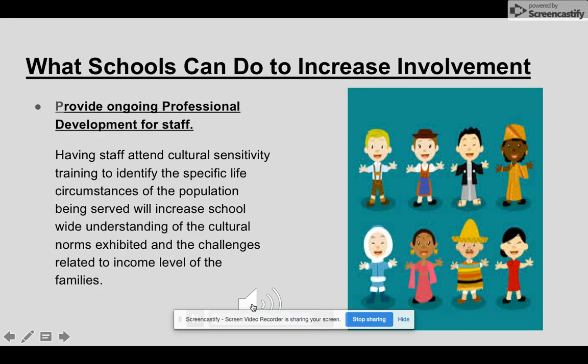Providing ongoing professional development for staff around increasing parent involvement will really help your school. If you have staff attend cultural sensitivity trainings to identify the specific life circumstances of the population being served, this will increase school-wide understanding of the cultural norms exhibited and the challenges related to income level of the families.